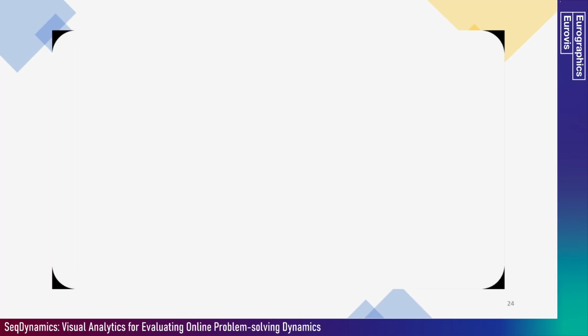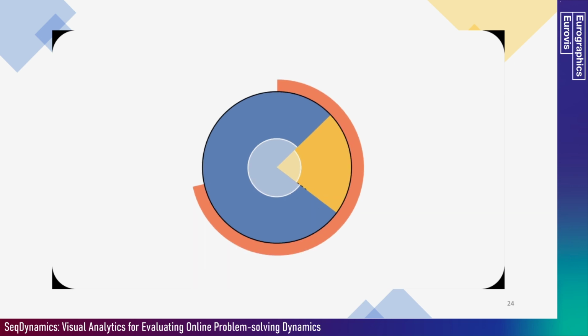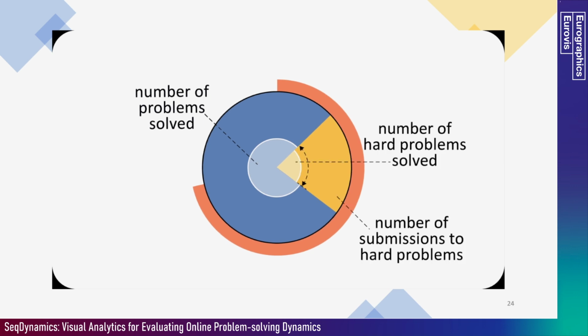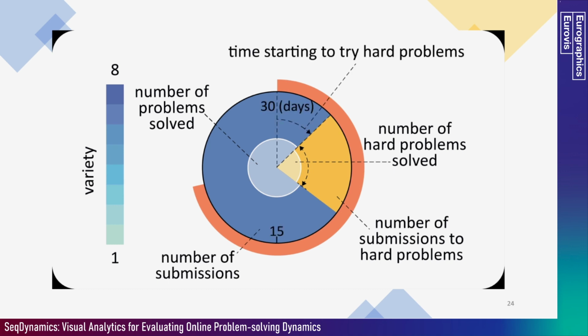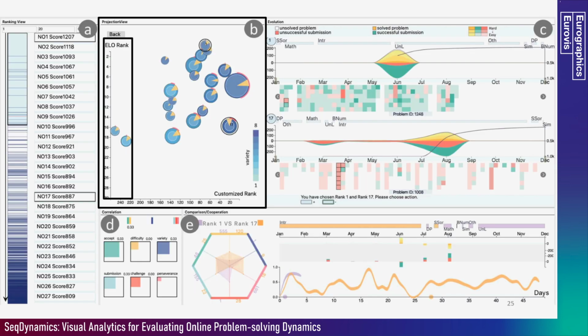Each learner is encoded by a novel glyph, summarizing a person's 6 synoptic attributes: the number of problems solved, the ratio of hard problems, the variety of problem types, the number of submissions, the time spent trying hard problems, and the ratio of active days. These glyphs are projected onto a 2-dimensional space. The y-axis is the ELO rank. The x-axis is a customized rank.